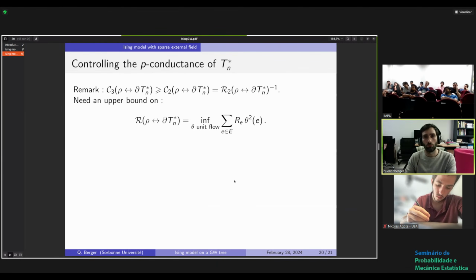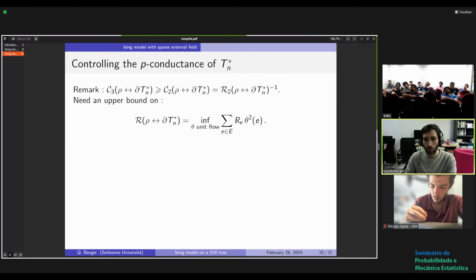Maybe I'm done with the time, so I'll tell you just the first part. What we need to do is control the P conductance of this modified tree. You use the fact that this P conductance is bounded from below by the usual resistance to the -1. So you need an upper bound on the resistance of this modified tree.